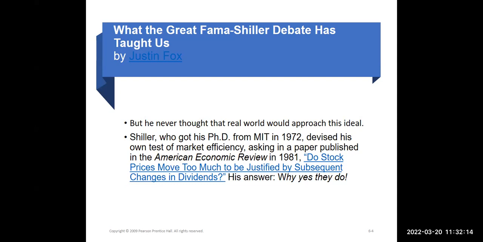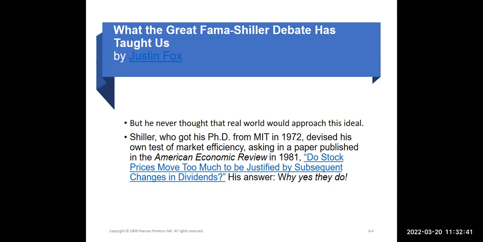But he never thought that the real world would approach this idea the way Samuelson thought about it; he never believed that these things are possible. Eugene Fama was a great supporter, and he basically assumed and predicted that this is what the real world situation is. Now, we talk about the other guy who shared the Nobel Prize with Eugene Fama.